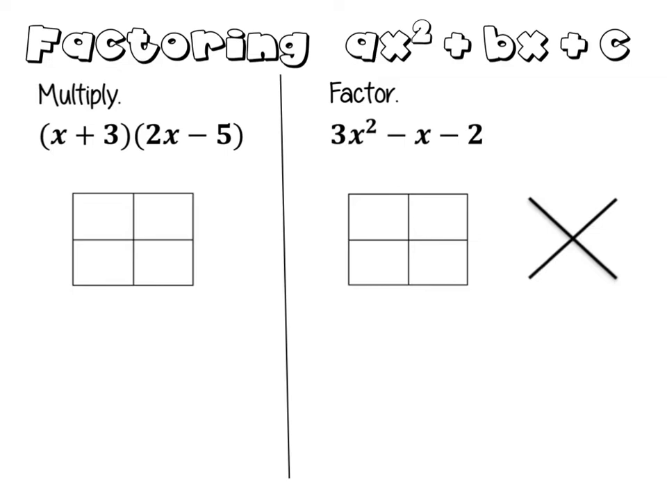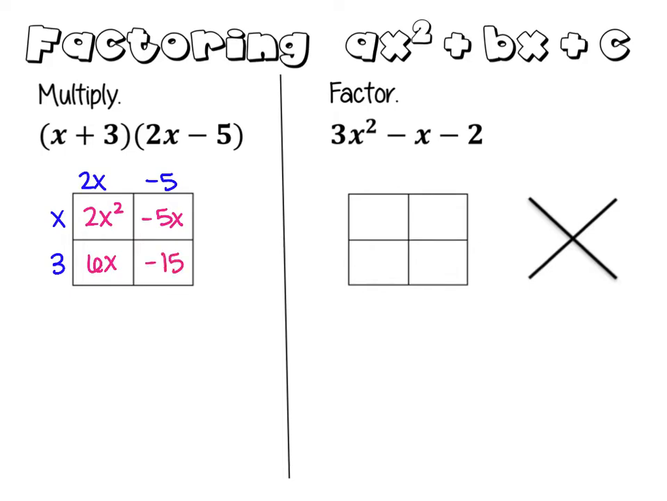So if I was going to multiply these binomials using the box method, we had x plus 3 and 2x minus 5 as our two binomials. Those went on the outside of our box. Our job was to find the inside of the box, and we did that by multiplying those things together. 2x times x is 2x squared. x times negative 5 is negative 5x. 3 times 2x is 6x. And 3 times negative 5 is negative 15.